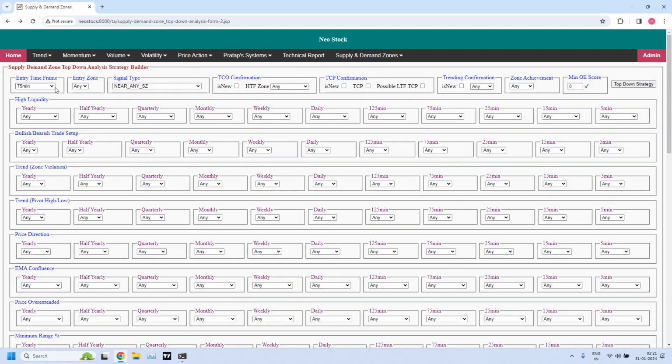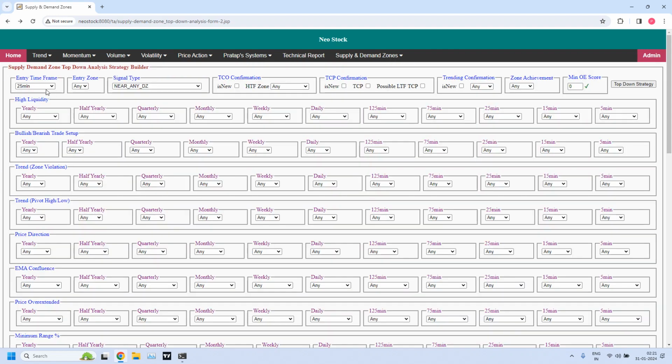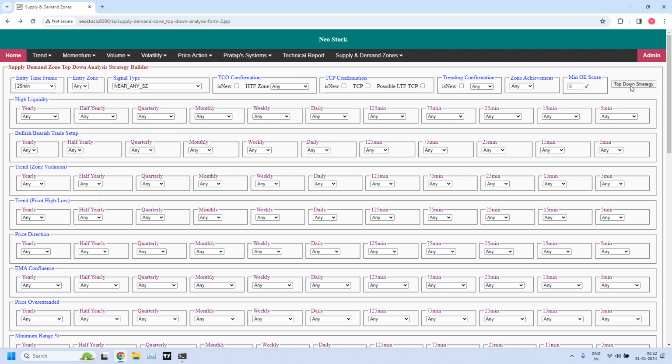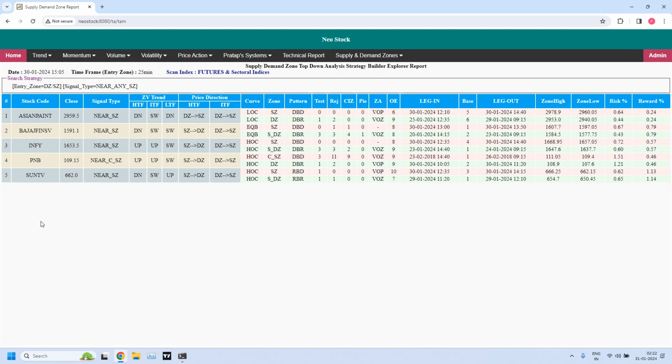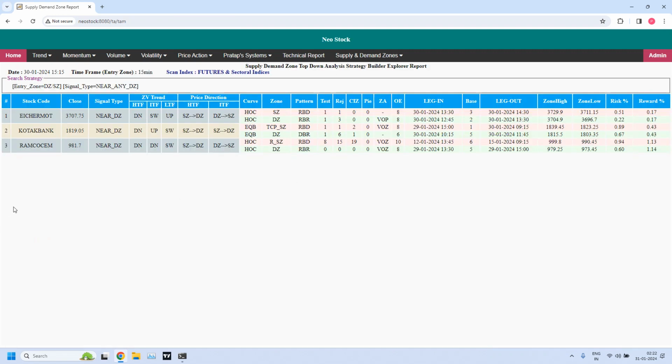Let's go back. Let us change the time frame to 25 minutes. And let us find the stocks near 25 minutes demand zone. These 4 stocks are filtered. So let me go back. For 25 minutes time frame, let us find the stocks near 25 minutes supply zone. So these 5 stocks are filtered. So let me go back. Let me change the time frame to 15 minutes. And let us find the stocks near 15 minutes demand zone. So these 3 stocks are filtered.